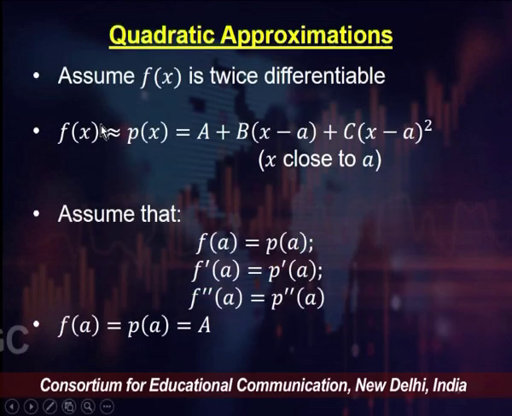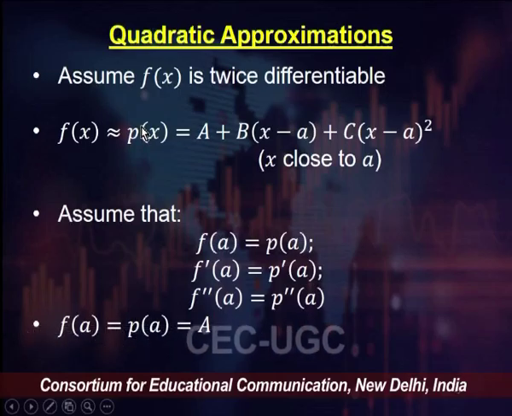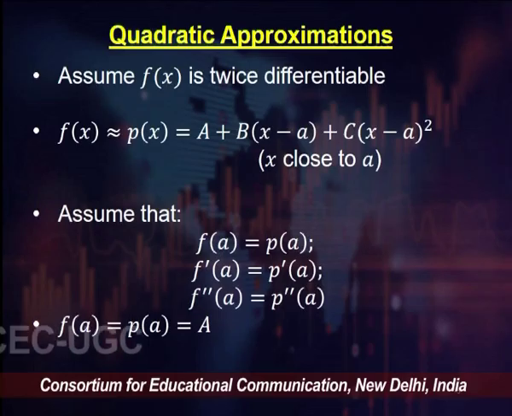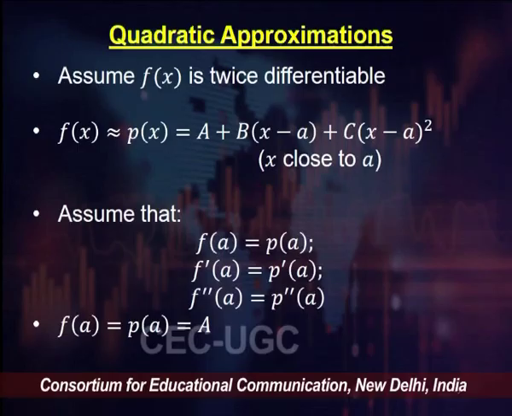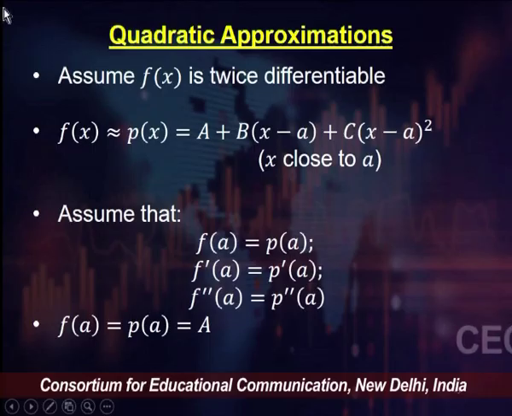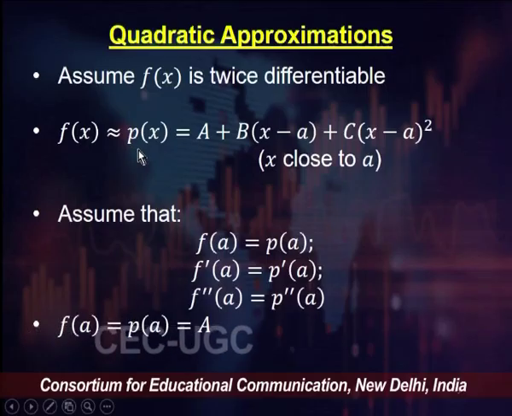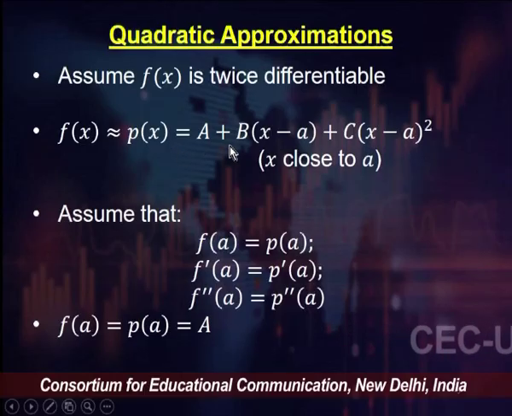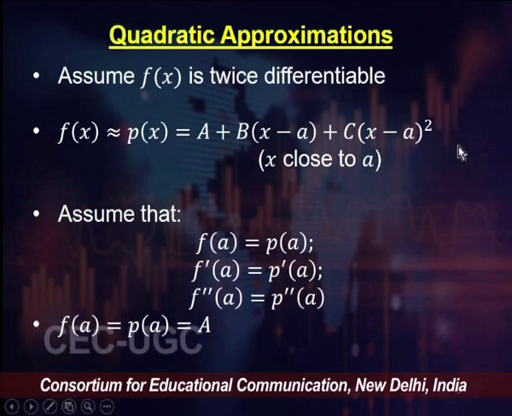Now, let us specifically talk about quadratic approximations first before we move on to higher order approximations. Just as we assumed that the function is differentiable once to get our linear approximation, for quadratic approximations, we will assume that the function is twice differentiable and that the function is approximated by this polynomial of second degree, which is of the form capital A plus capital B times x minus a plus capital C times x minus a the whole squared.